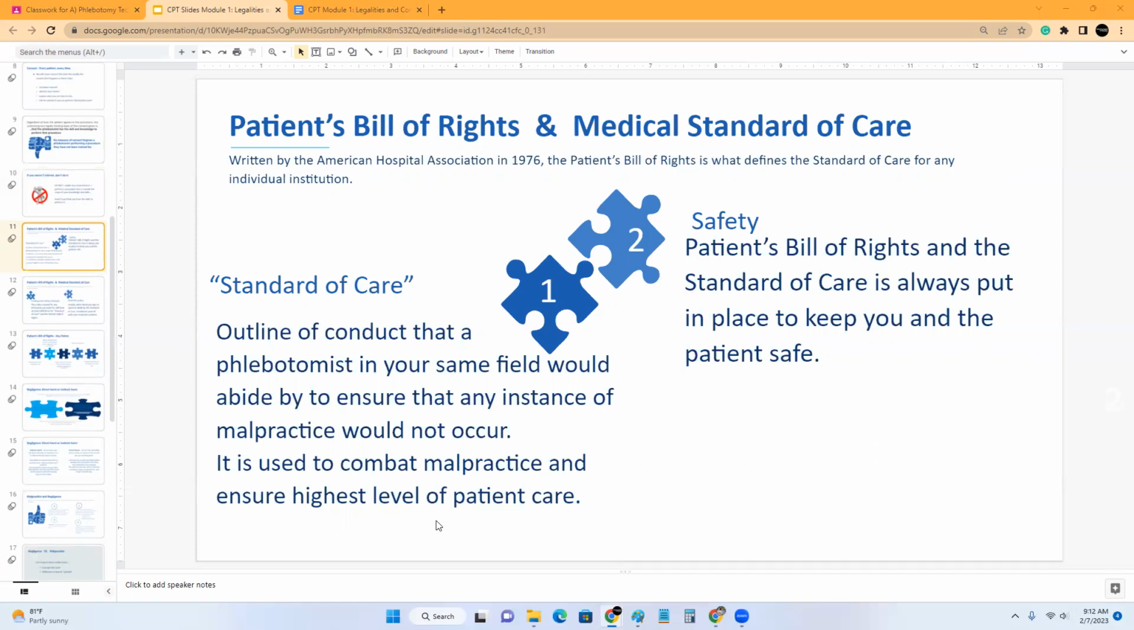The standard of care is going to outline the conduct that you or a phlebotomist in the same field will abide by to ensure that any instance of malpractice will not occur. It is used to combat malpractice and ensure the highest level of patient care and also safety. The Bill of Rights and the standard of care is put in place for your patient's safety.